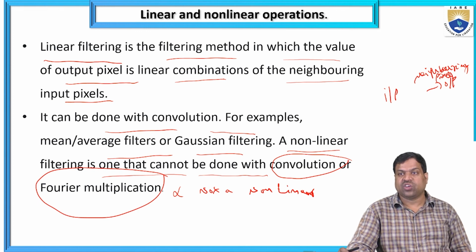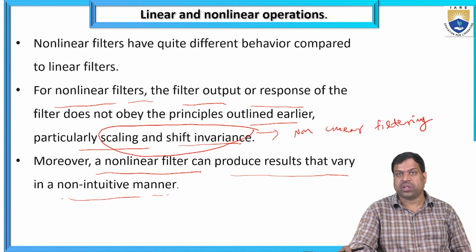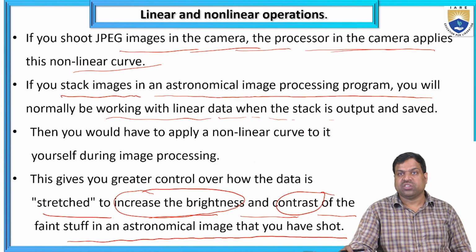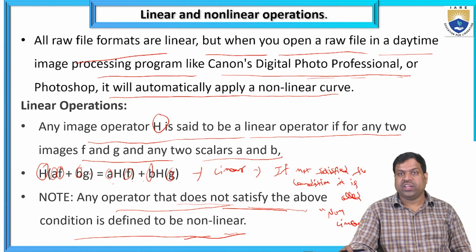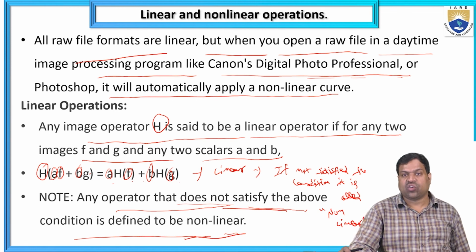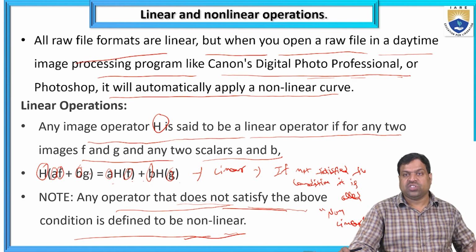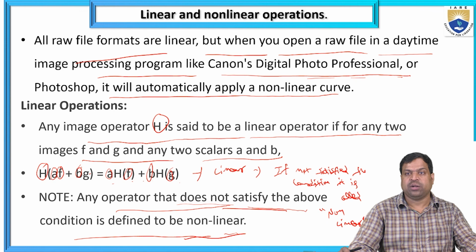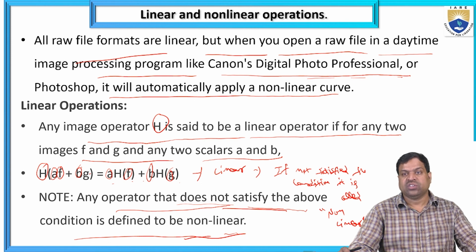A non-linear filter cannot be done with convolution or Fourier multiplication. Okay, when I am taking one equation, suppose a linear operation, that is H of (aF + bG) equal to a times H of F plus b times H of G. So it is a linear operation. Here a and b are two scalars, F and G are the two images, and H is said to be the operator. That is a linear operator. So if this equation is satisfied, then I call it linear. If this equation is not satisfied, then it is a non-linear operation.